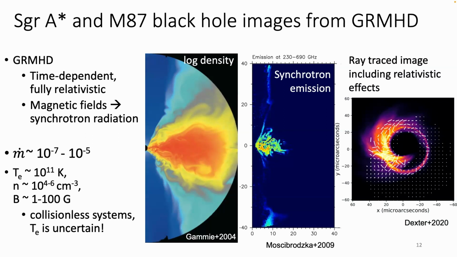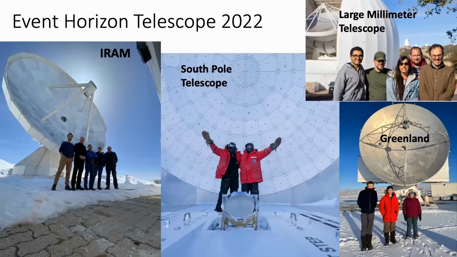Okay, great. So this is kind of what we expected to see. And the amazing thing is that we can now make these images. So I just briefly wanted to show the Event Horizon Telescope, which I'll talk about first, one of these experiments doing black hole imaging. This is observations from last year. This year's observations just ended a week or two ago.